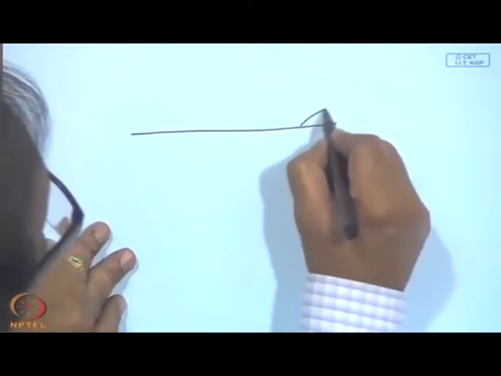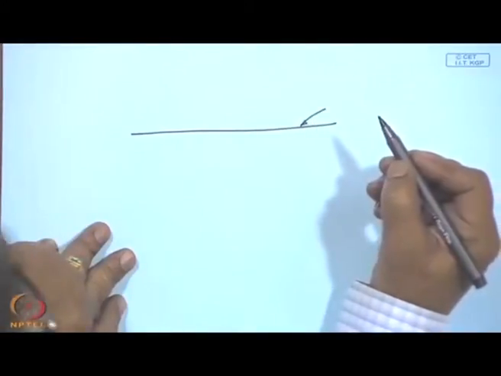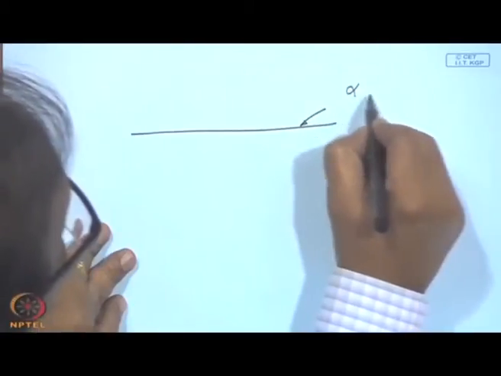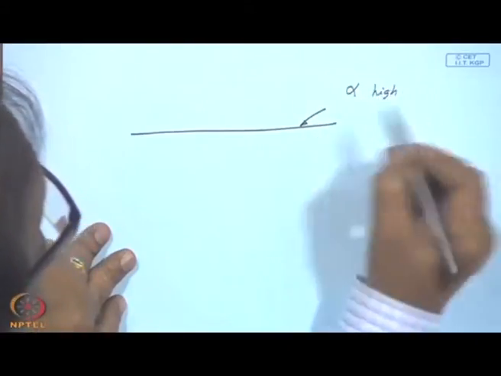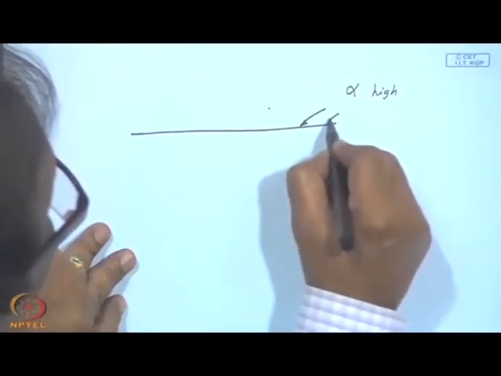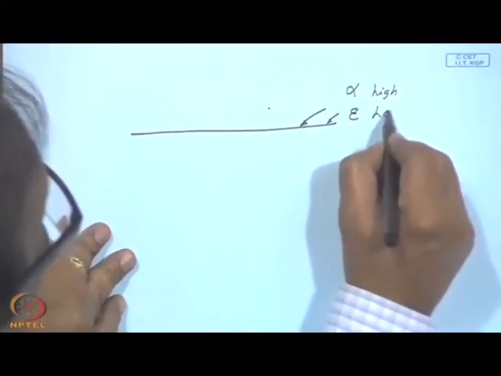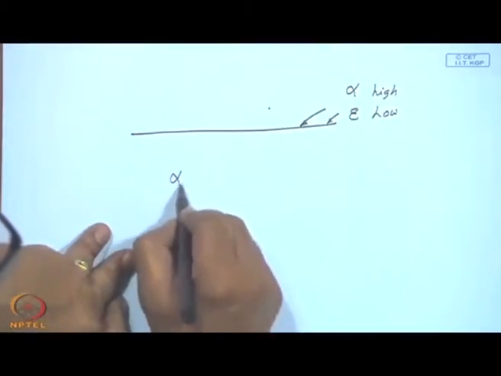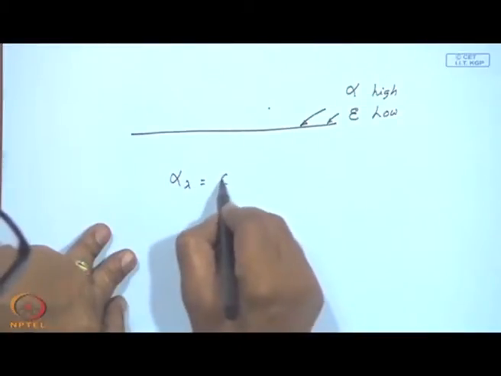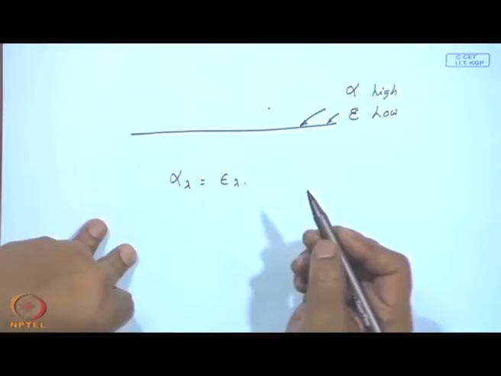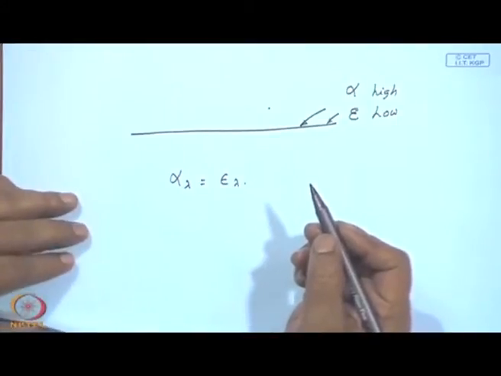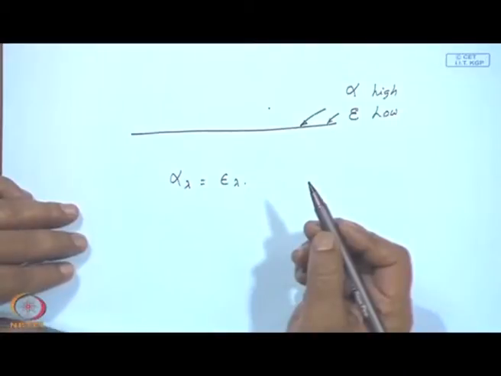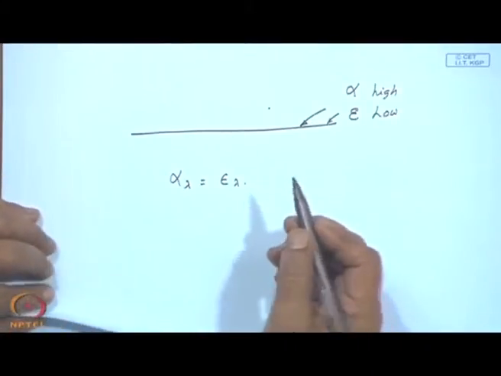Now, if we try to characterize the surface, if you know basics of radiation in general, it should have a high alpha and low emissivity epsilon. Can we have this? Kirchhoff's law says alpha lambda is equal to epsilon lambda. So, if the surface has a high absorptivity at a given wavelength, it will also have a high emissivity at the same wavelength.